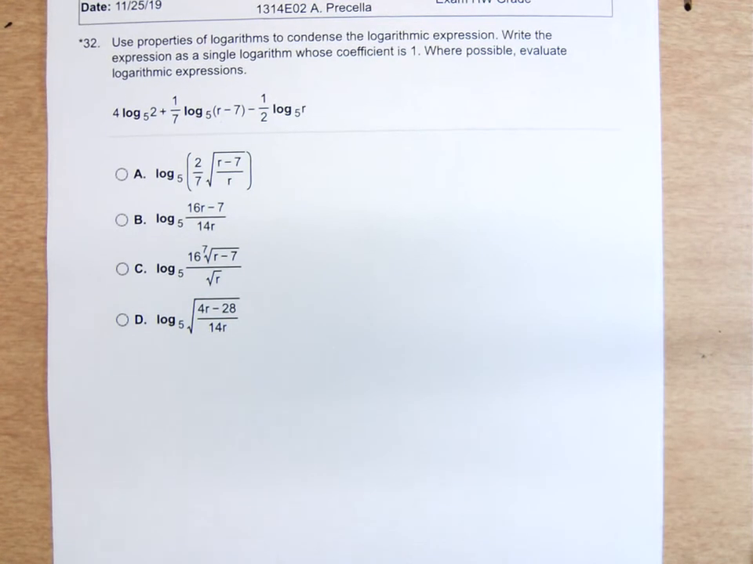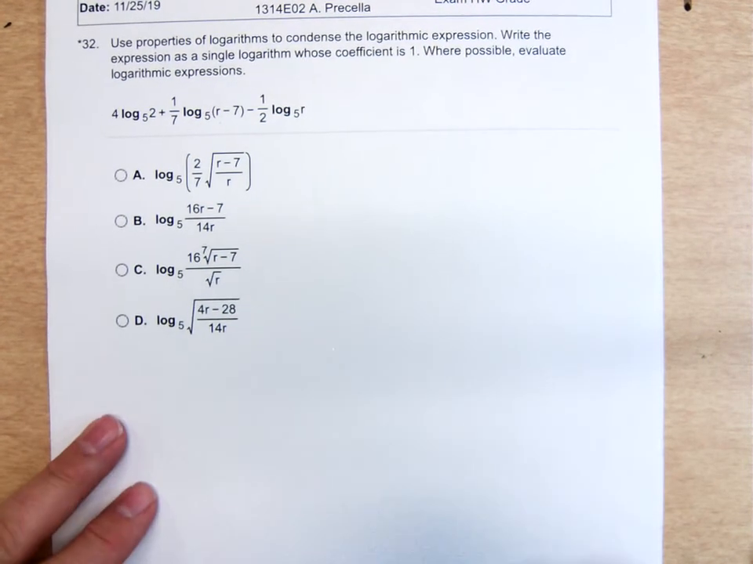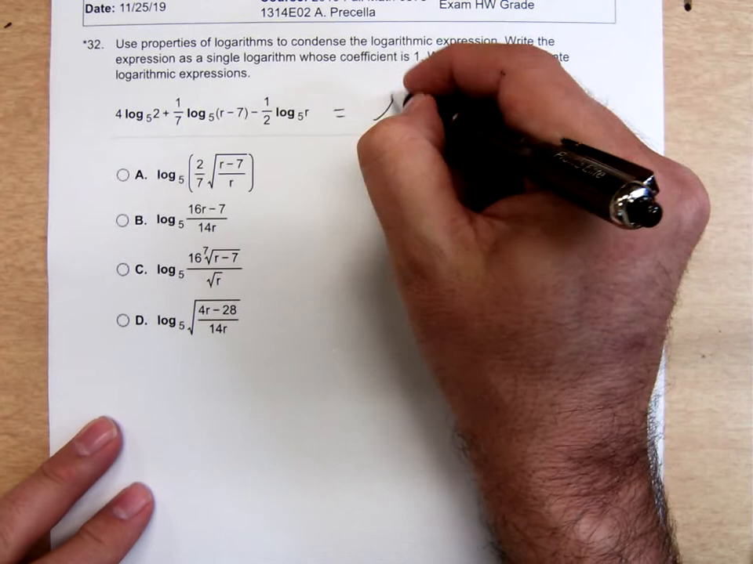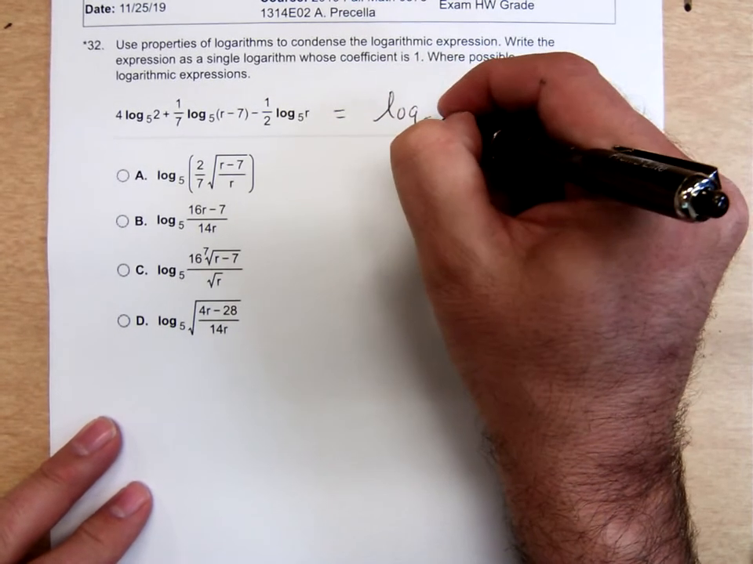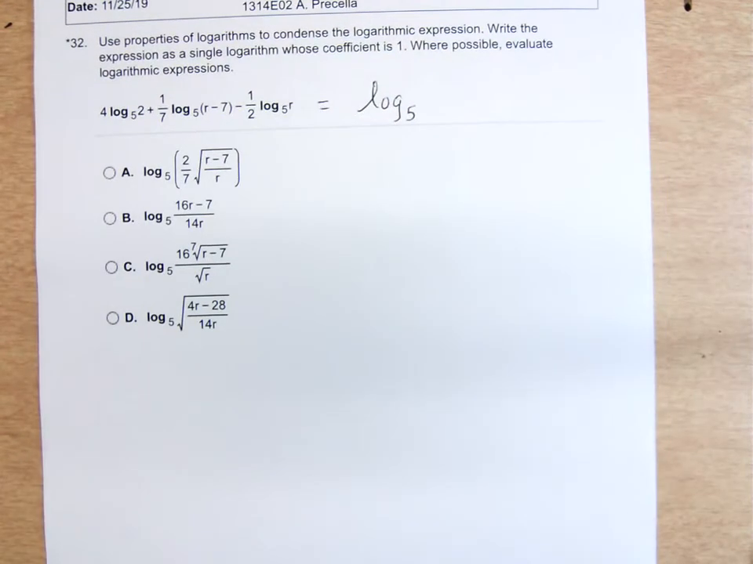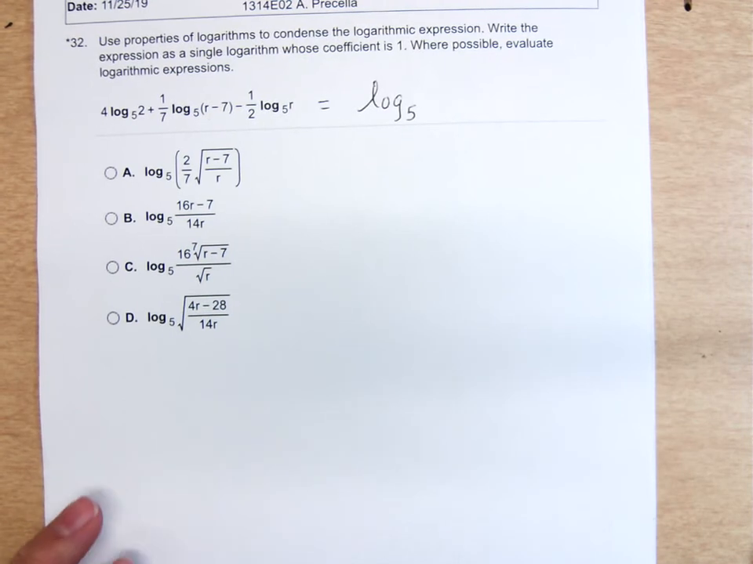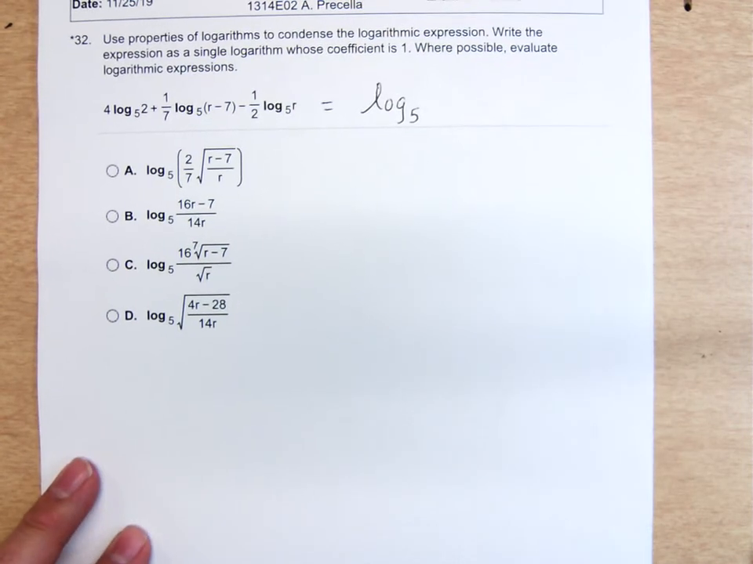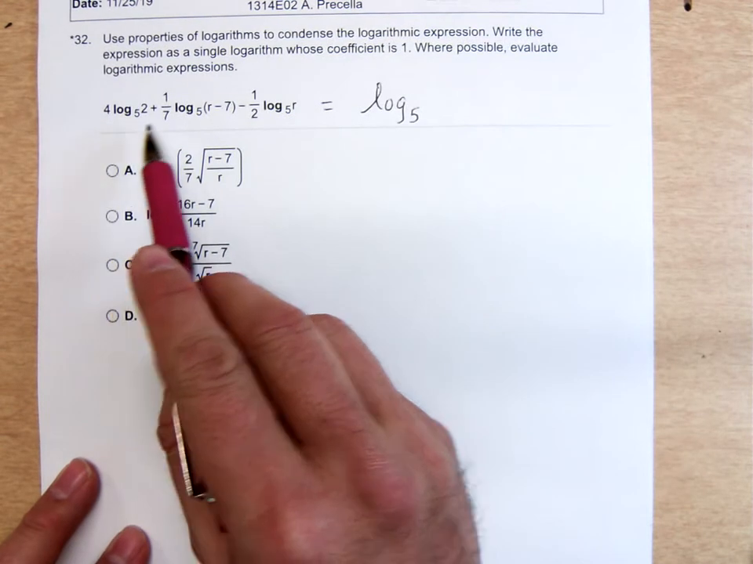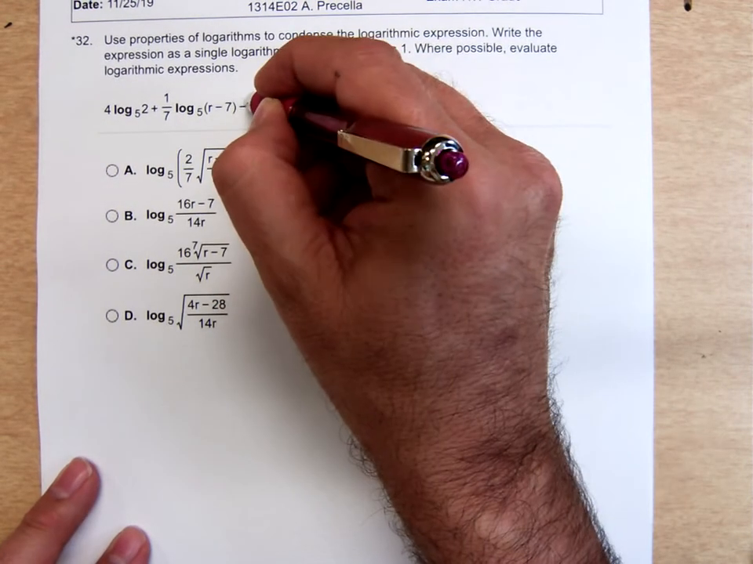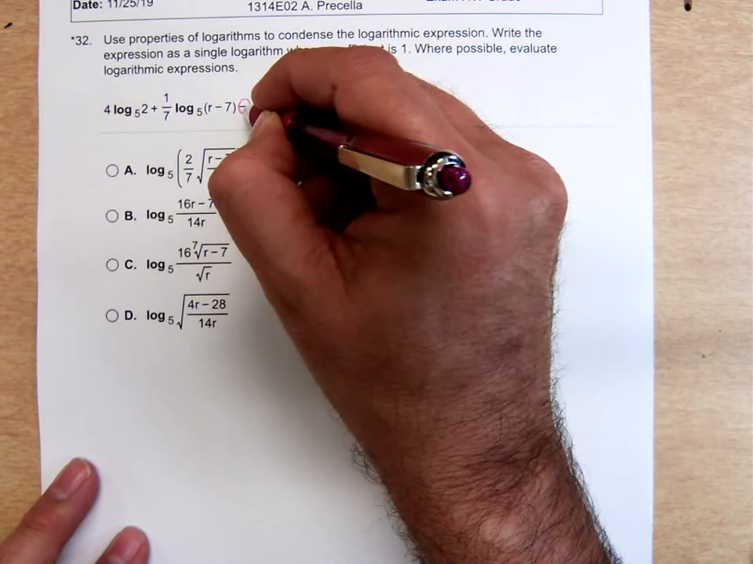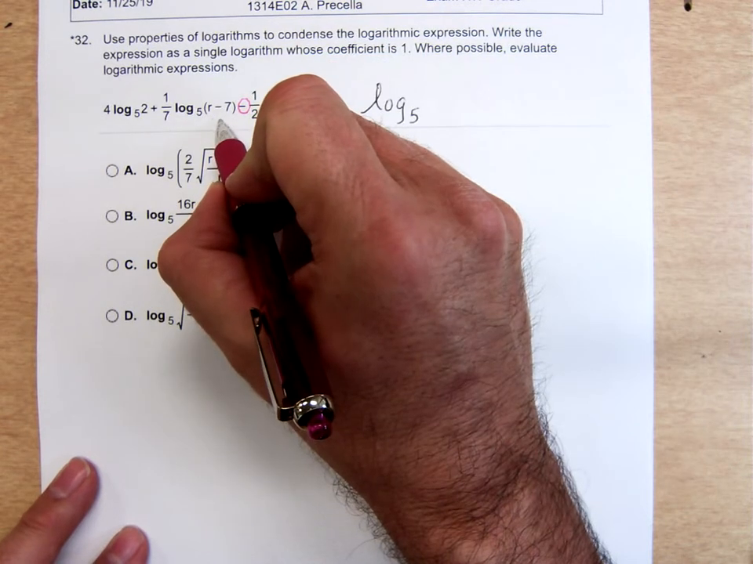Well, I'm going to write down log base 5. And the first thing I do when I'm condensing logarithms is to always ask, will there be a fraction bar after it? Let's see. Will there be a fraction bar after this logarithm? Yes, because of this minus right there, not the r minus 7. This minus here. So I'll put the fraction bar.